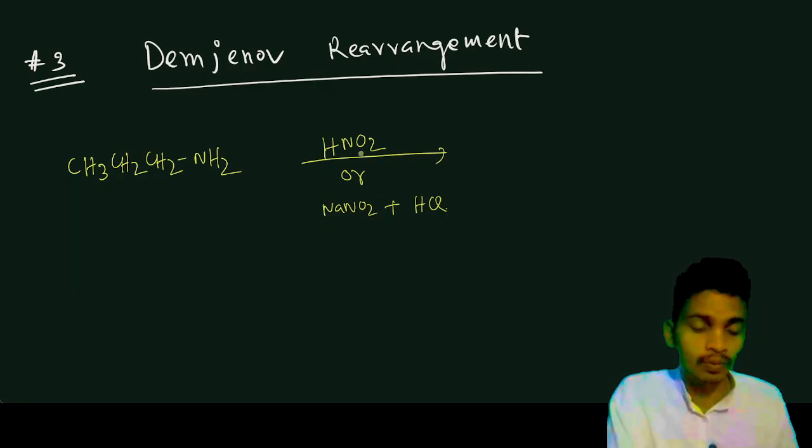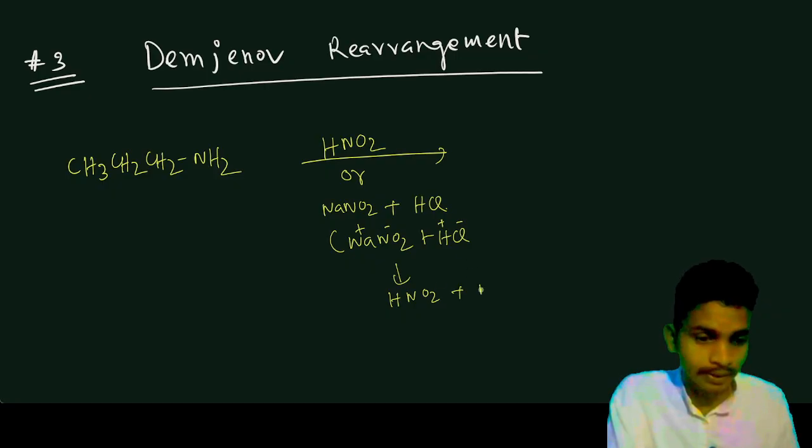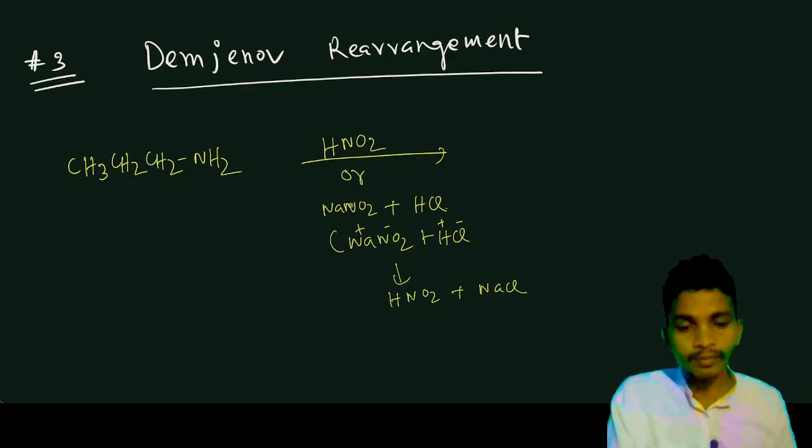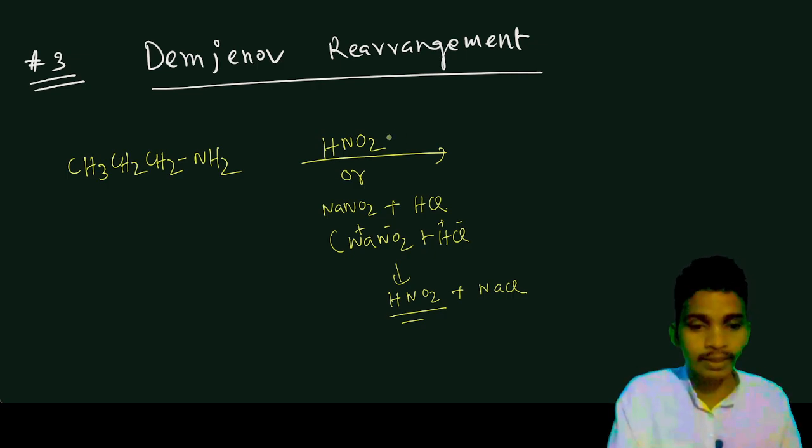Actually, this HNO2 is prepared from NaNO2 plus HCl. Like I can say NaNO2, this is positive and this is negative, plus HCl. Then this positive and negative are going to be exchanged, so we get HNO2 plus NaCl. So likewise, you can prepare HNO2 from this. It means that whenever you write HNO2, acid is also there.